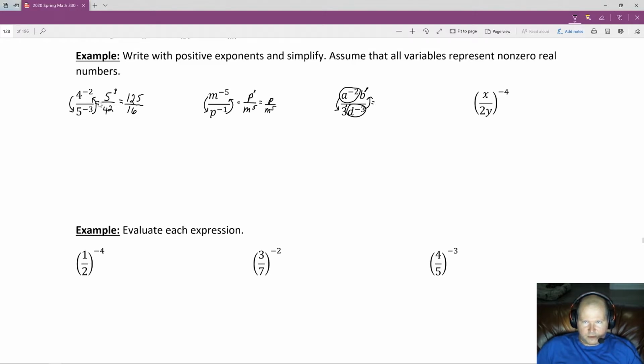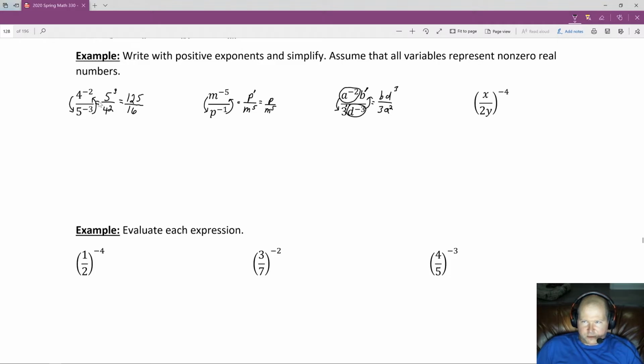Okay, so let's see what we get here. We kept the b to the first power, and now we're going to move the d to the positive third power onto the top. We're going to keep the 3, but now we're going to move the a to the positive second power. At this point, nothing cancels out in the numerator and the denominator. No like factors. We have a b and a d on the top, and we have a 3 and an a on the bottom, so there's nothing to cancel out. So this is our simplified answer.